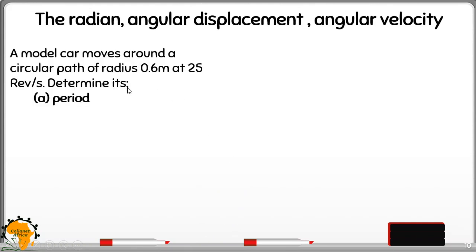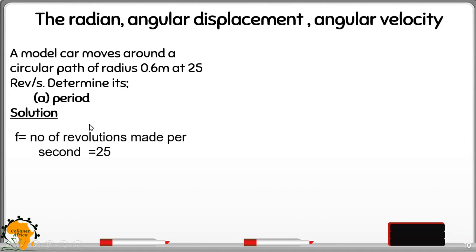Then we look at another example. A model car moves around a circular path of radius 0.6 meters at 25 revolutions per second. Determine its period. The 25 that is given here is our frequency. Remember, frequency is the number of revolutions made in 1 second. And we have seen the relationship between frequency and the period, that T is equal to 1 over f. Therefore, T is 1 over 25, so that we get T is 0.04 seconds.